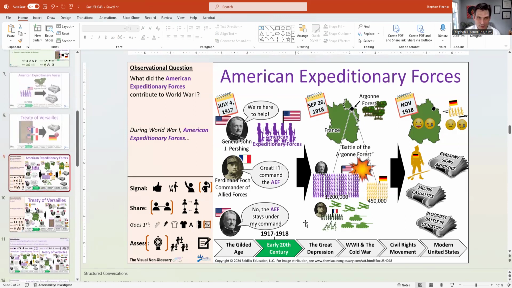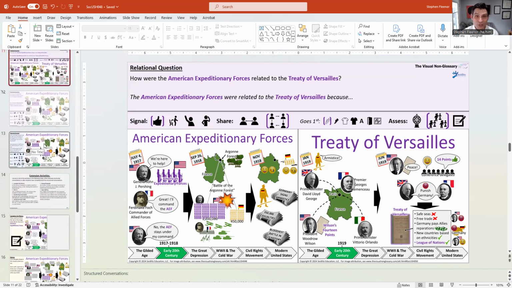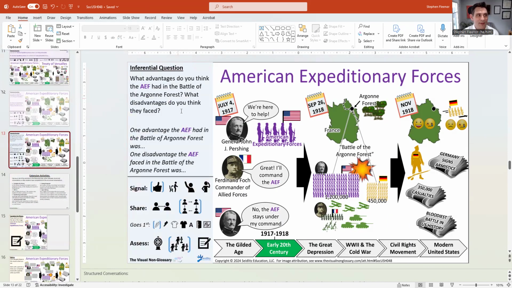This is a structured conversation slide, and there are going to be at least 3 structured conversation slides in every single lesson because there are at least 3 questions associated with this structured visual. So for the structured visual for American Expeditionary Forces, there is an observational question: What did the American Expeditionary Forces contribute to World War I? There is a relational question that you'll always see in purple: How are the American Expeditionary Forces related to the Treaty of Versailles? And then finally, there's an inferential question, which is always going to be in blue. This is always the highest level of Bloom's taxonomy.